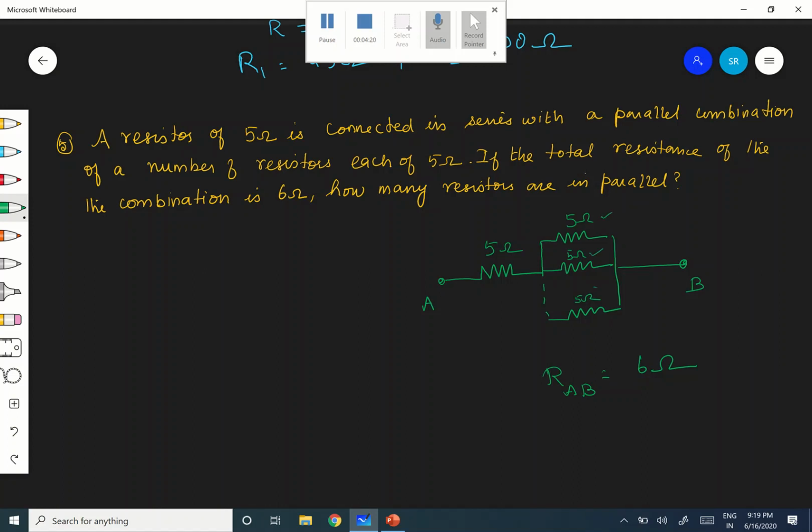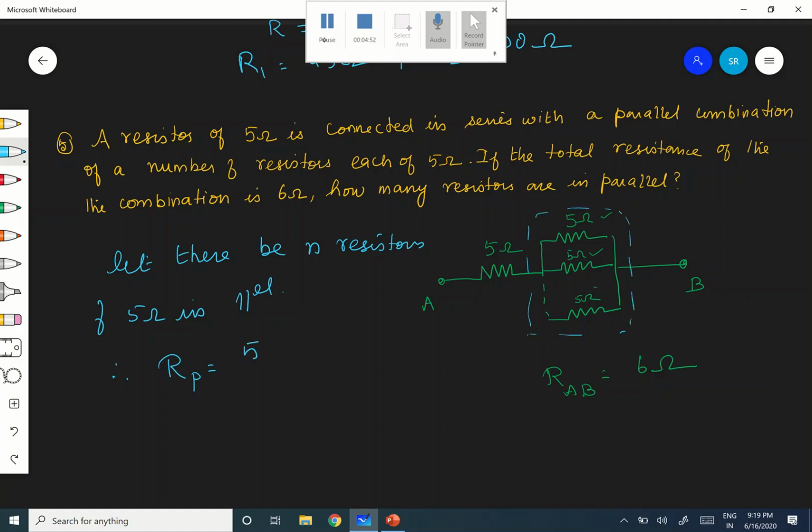Now, how to solve it? See, what is your RP here? Let there be N resistors of 5 ohm in parallel. Therefore, RP for this one is equal to 5 by N, correct? And that 5 by N is in series with 5 ohms, correct? Therefore, what is your RAB?